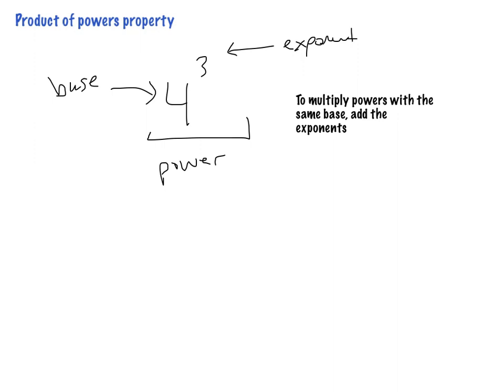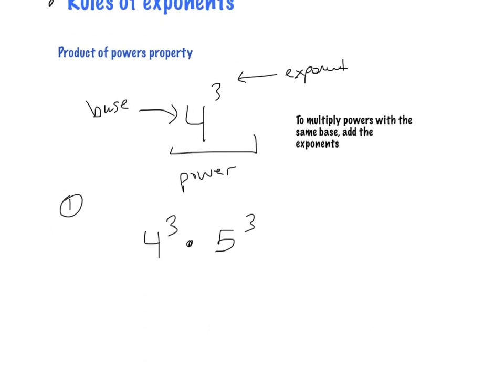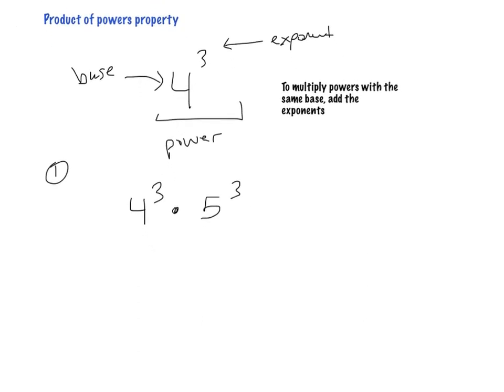So, for example, and we're talking about item number 1 here. If I had 4 cubed times 5 cubed, could I evaluate that using this property? Well, see, to multiply powers with the same base, add the exponents. So, well, see, this is a 5, that's a 4. Those don't have the same base, so I actually couldn't evaluate that using this product of powers property. So right here, can't use property.